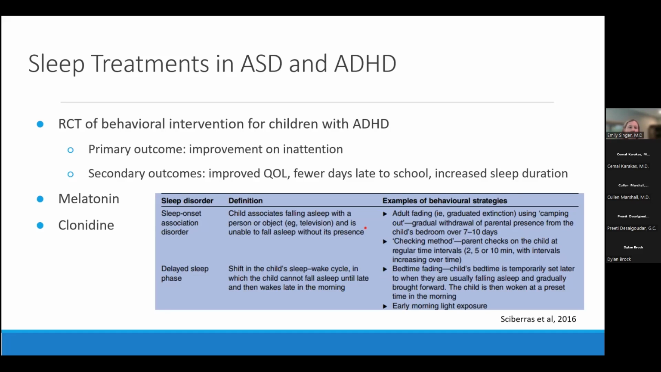All right, so thinking about treatments, these hold true for autism and ADHD. This table is from an Australian study, and they did a randomized control trial seeing if some behavioral interventions for insomnia could help kids with autism and ADHD. They found that in their primary outcome they did have improvement of inattention during the day. They also found that the kids that received these behavioral interventions, which are listed here, had improved quality of life, fewer days late to school, and increased sleep duration. So they showed nice improvements in a lot of different fields.